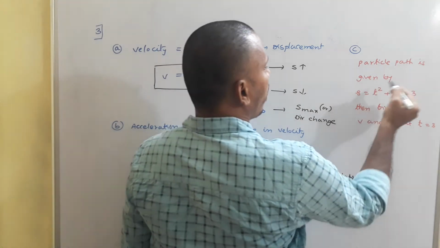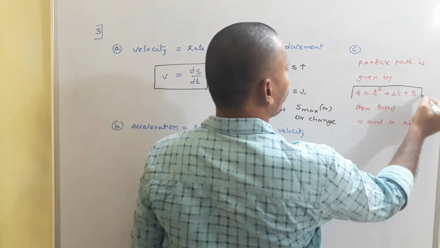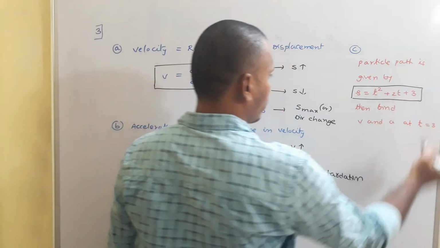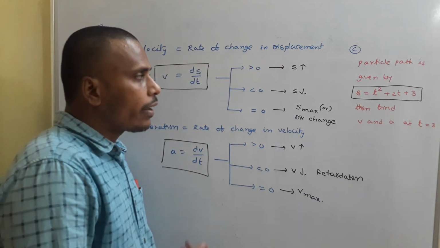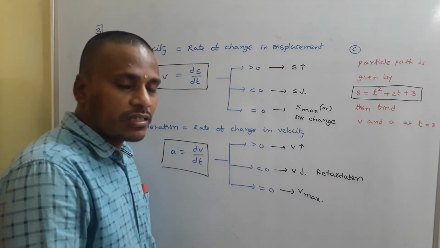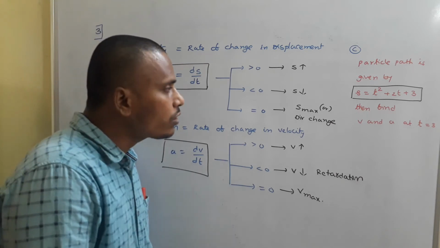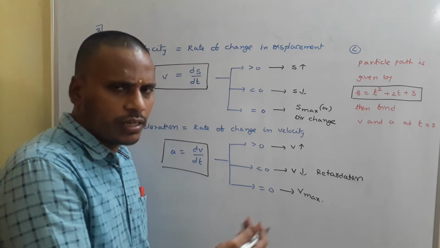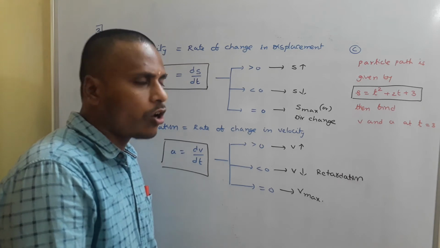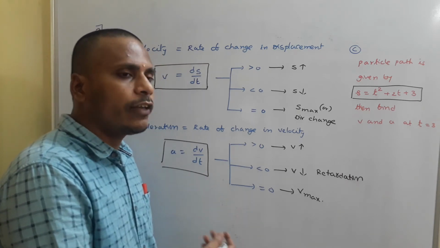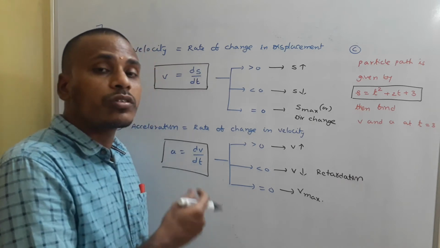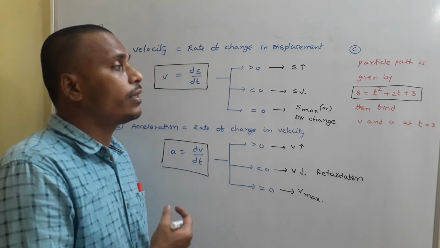A particle path is given by s = t^2 + 2t + 3. It generates the path of the particle. In 1 second, what is the distance traveled by the particle? In 2 seconds, what is the distance, or you may say displacement, traveled by the particle? By taking t as 1, 2, 3, you will get different values, and all those results represent the distance covered by that particle.